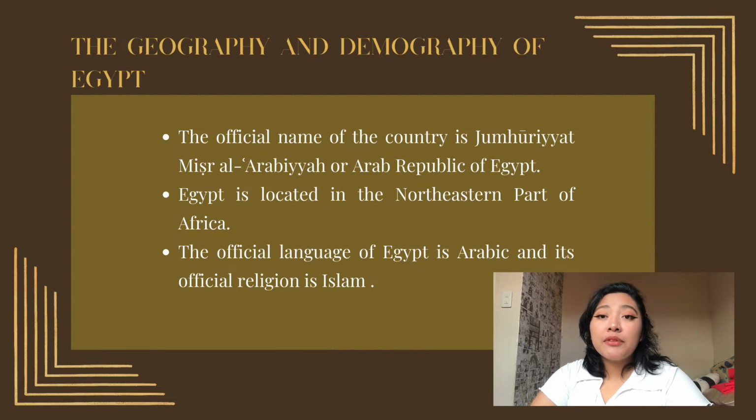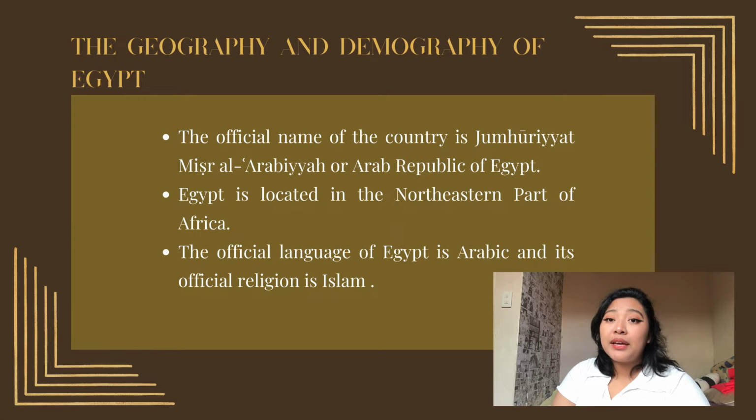The official name of the country is Jumhuriyet Misr al-Arabiyah, or Arab Republic of Egypt. Egypt is located in the northeastern part of Africa, and the official language of Egypt is Arabic, and its official religion is Islam. As you can see, Egypt's official language and religion differ from what is commonly depicted in mainstream media. This is a result of the country's history with colonization, which we will tackle later on.